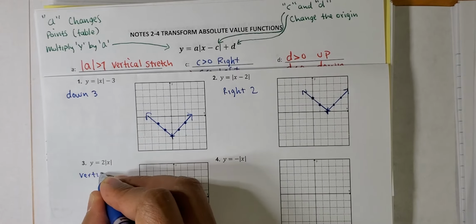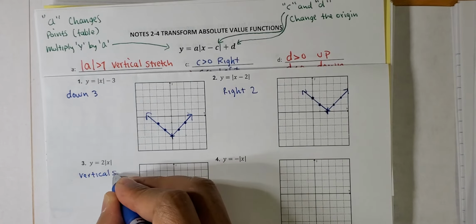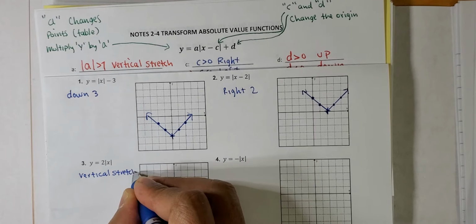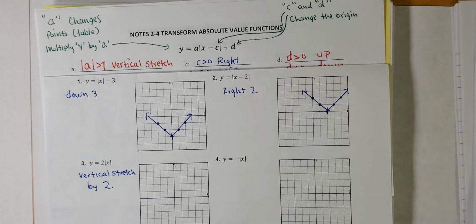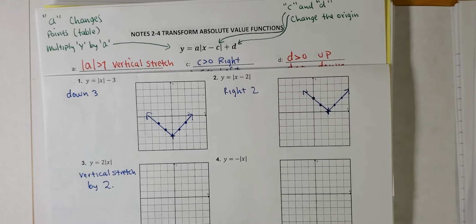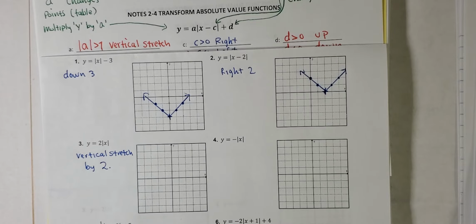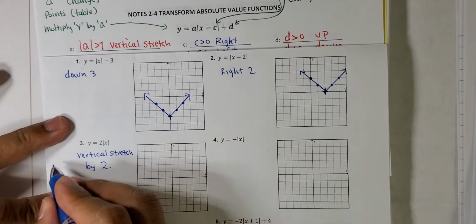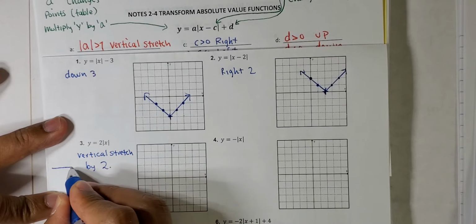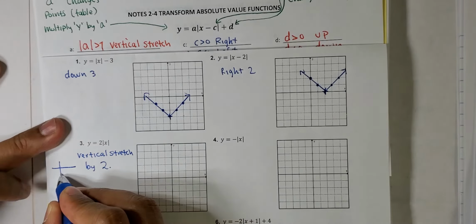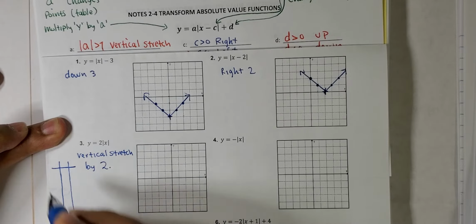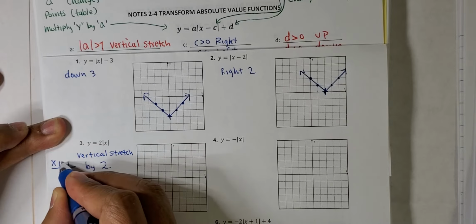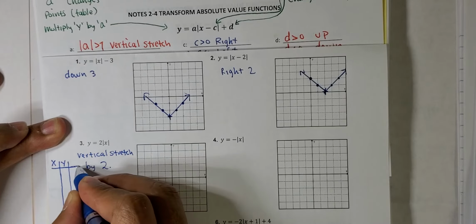Okay, so vertical stretch by a factor of 2. That's the only transformation. All right, so next, I'm going to copy my table, the one I had. So I'm going to have that table here, but now I'm going to have 3 columns instead of 2. One is going to be for the x values, the other one for the original y values, and the third one is for 2 times the y value.